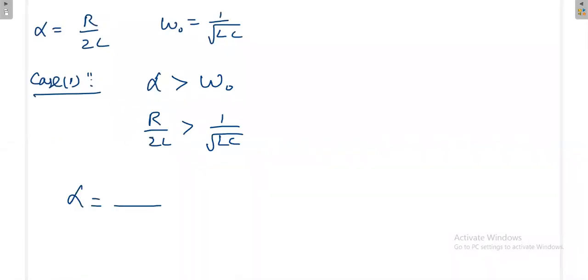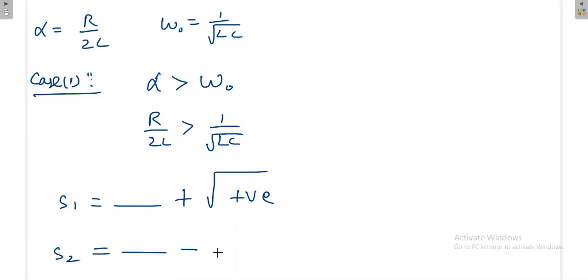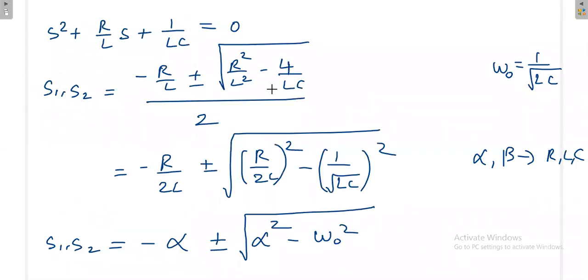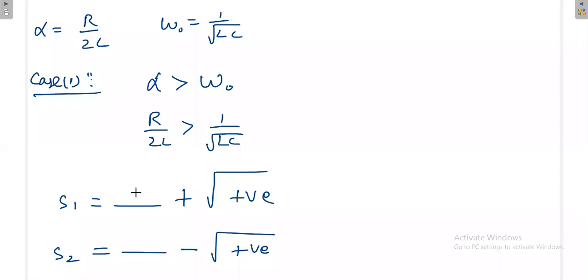You will have some number plus, inside the root, some positive number. Okay, this is not alpha, this is S1, and this is S2. So already some number is there. Inside the root you'll get again some positive number, the same number only, but for one root you will have plus, for another root you will have minus. But please remember, already this is minus.